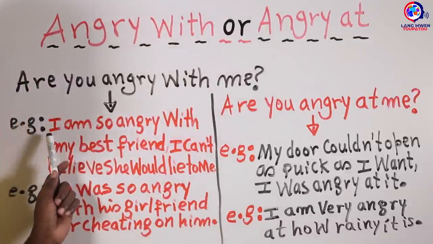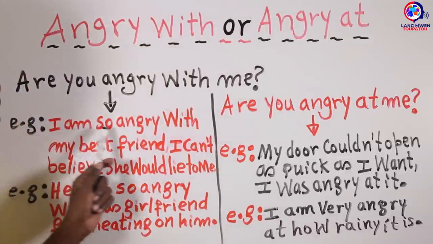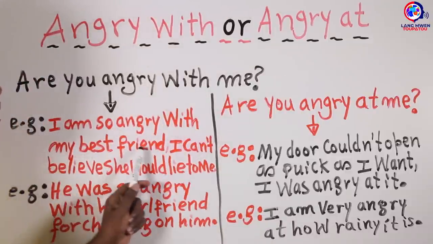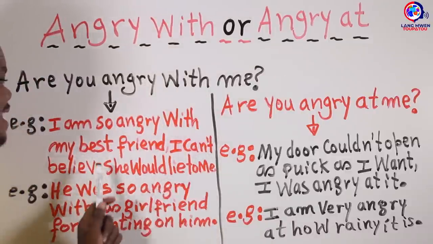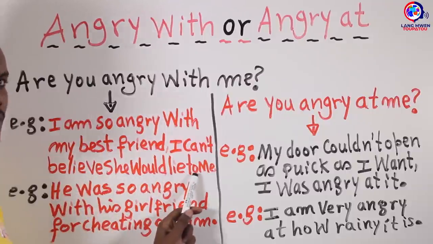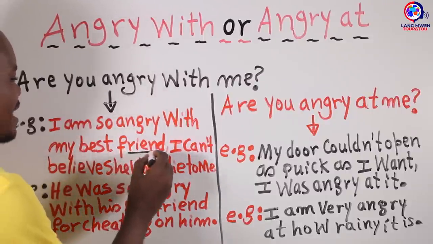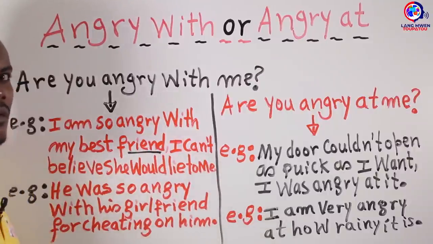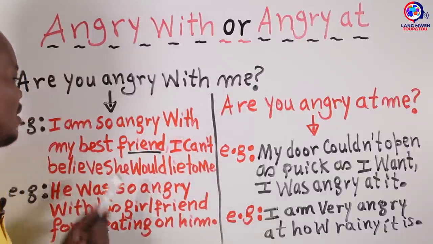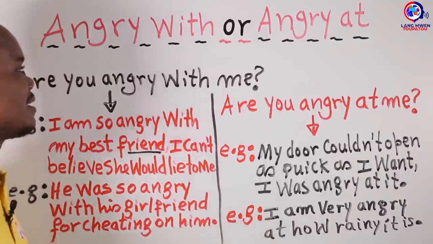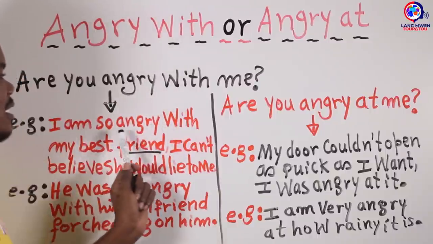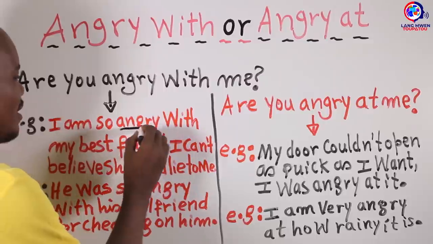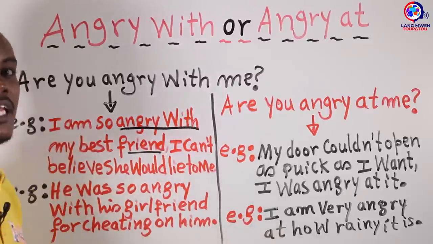OK? For example, I am so angry with my best friend. I can't believe she would lie to me. Qui sa remarqué là? Moi utiliser best friend. Bon zanmi mnan ou bien ménage moi. Best friend, bon zanmi mnan son personne. Donc moi utiliser angry with. Ouais? Moi utiliser angry with.